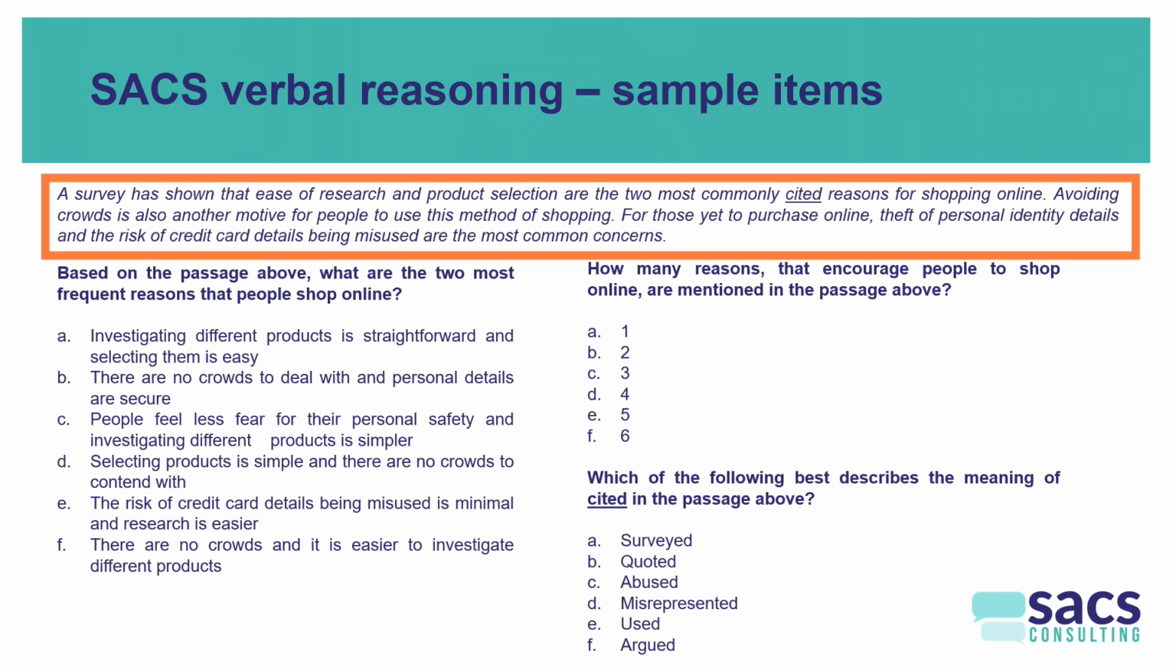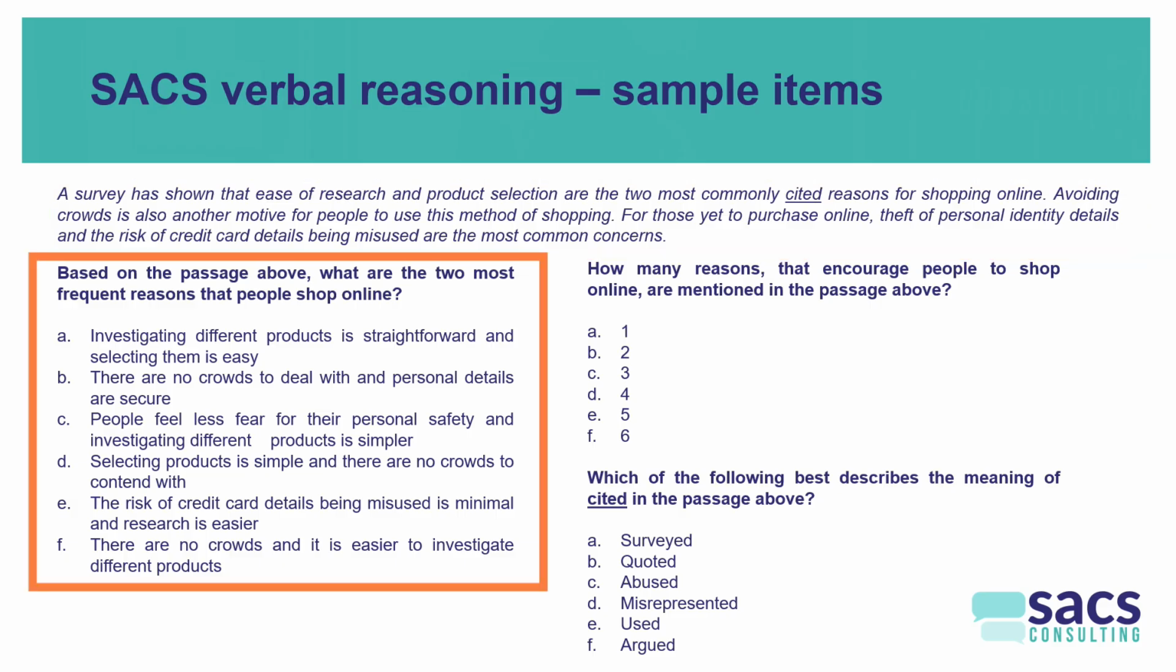So this deals with a question that says that survey has shown that ease of research and product selection are the two most commonly cited reasons for online shopping. And so avoiding crowds and various other things you'll see are explained there. The questions are really the three following. The first is based on the passage above. What are the two most frequent reasons that people shop online?